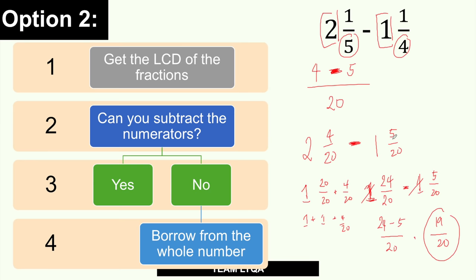Okay? One more chance. Tingnan natin yung number 3. Alright, let's see kung nakuha nyo lang tama. Okay? So, 4 and 8 over 15 minus 1 and 9 over 10. So, ang gagawin natin dito is just get the LCD. Yung 15 and 10, that is 30. Times 2 ko to, so times 2 ko rin sa taas, that is 16. Times 3 ko to, para maging 30, so times 3 ko to, that is 27.